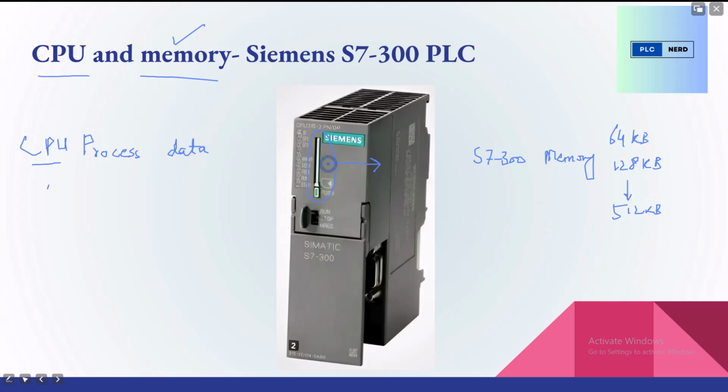So this is a socket for holding the memory card, and this entire module is CPU 315-2 DP, as it is written over here. This is the model number of the Simatic S7-300 PLC that I'm using in this example. There are LED indicators on the CPU module which show the status, whether the PLC is in run mode, stop mode, or has any error. There is also a toggle switch. We can switch the status of the PLC from run to stop mode, and we can also do a memory reset through this toggle switch. So this is the CPU and memory of the S7-300 PLC.